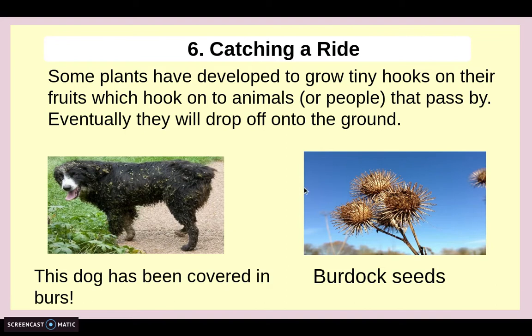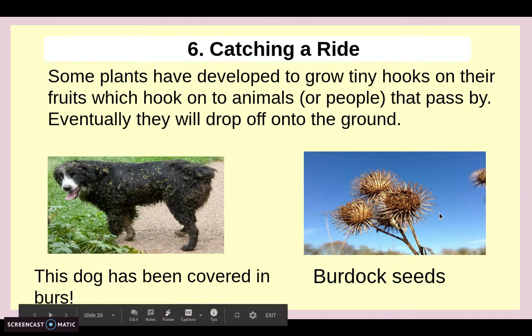Catching a ride. Some plants have developed tiny hooks on their fruits which hook onto animals or people that pass by. Eventually they'll drop off onto the ground. Who has a pet at home that's come home covered in seeds like this? We call them burrs or maybe grass seeds. Or these are burdock seeds with little hooks on the end.